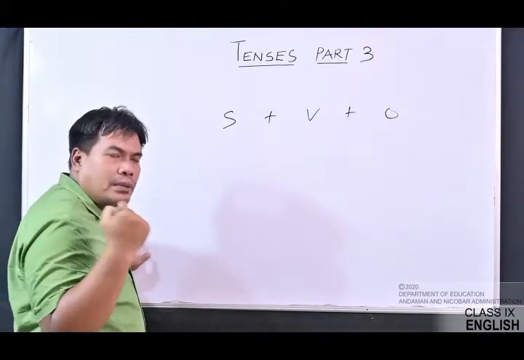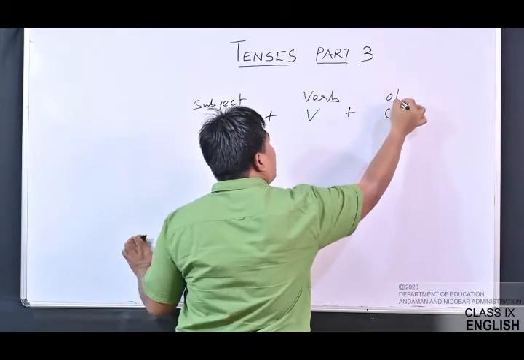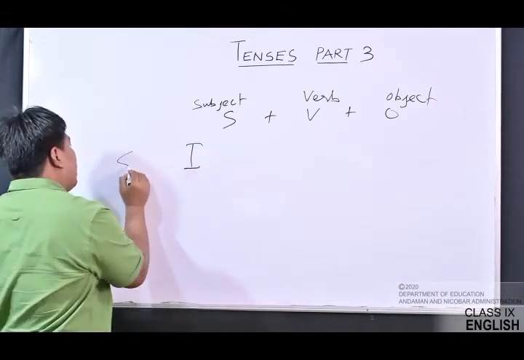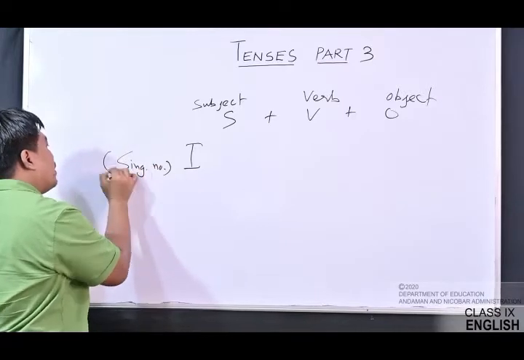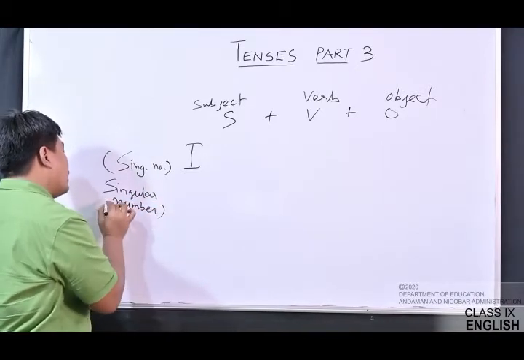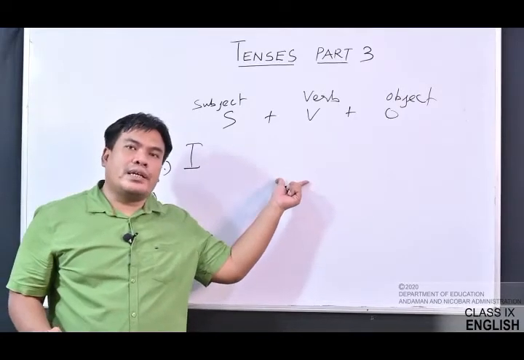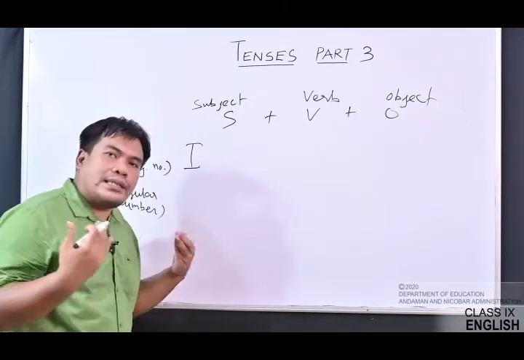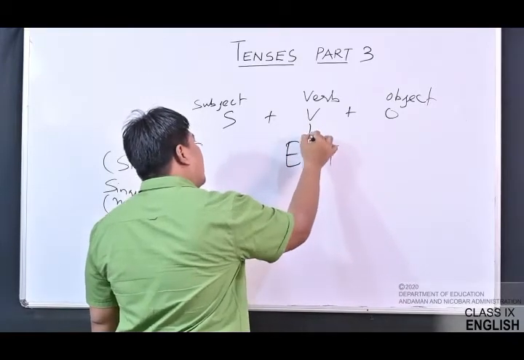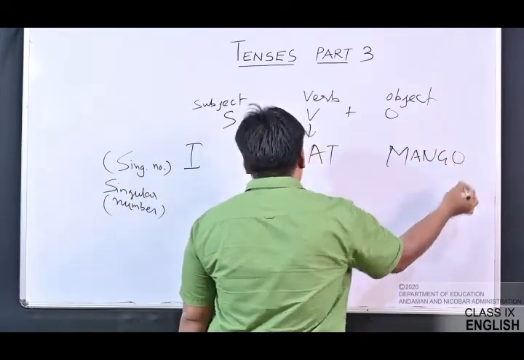What is S? Subject. Here it is for you: subject, verb, and object. Here, the subject is I, which is the singular number. Let me write it in full: singular number. I. So I is doing something. That is me, obviously. I eat. That is an action that I do every day. I eat. Here is the verb. I eat. And the object, what? Mango. I eat mango.